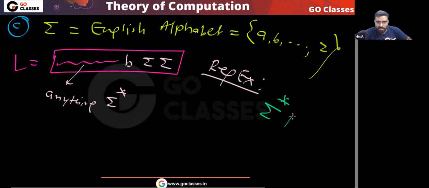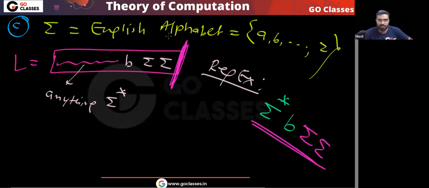Then the third letter from the right. Remember, from the end, the third last letter is B. After this, 2 symbols can come. This will be your regular expression. Now you tell me.